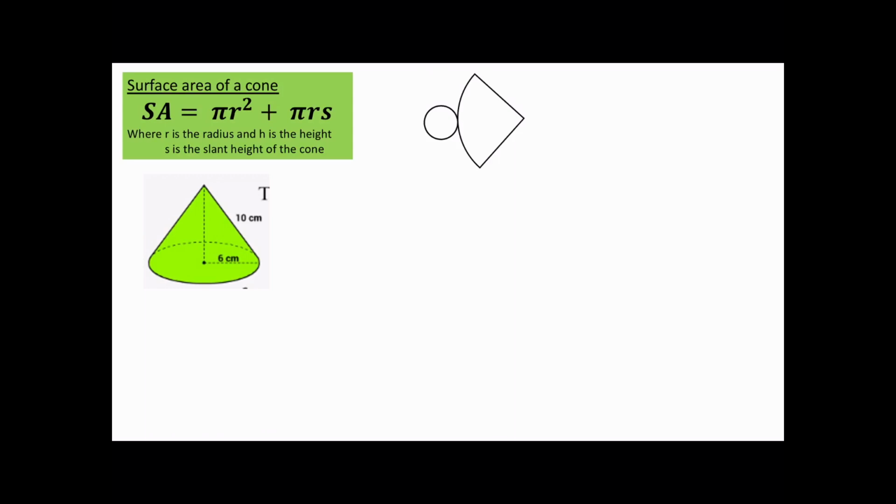So if I flatten out this cone, I end up with pi r squared, which is the first bit of our formula, and then I end up with this curvy bit, and we can figure out the area of that by saying pi times the radius times the slant height. So the slant height is this bit here, which is 10 centimeters. It's not this. This is just the regular height. So I've got everything I need.